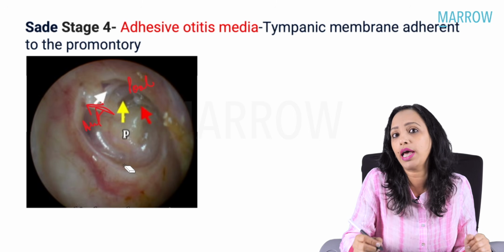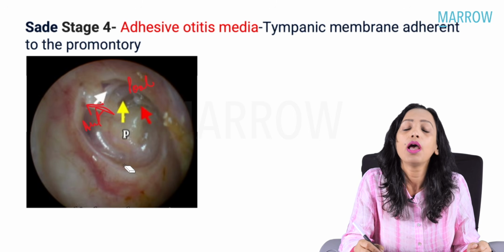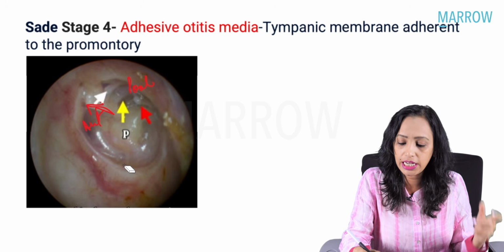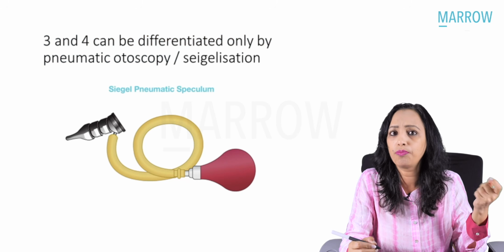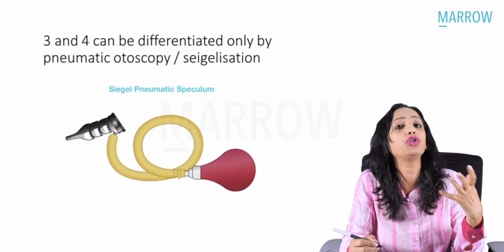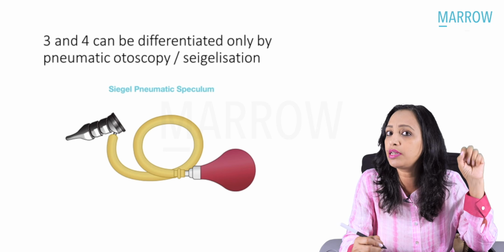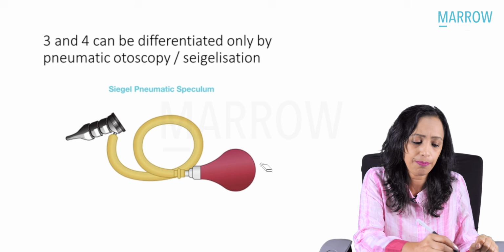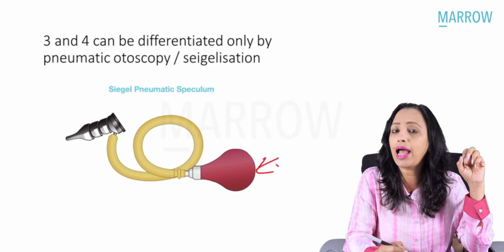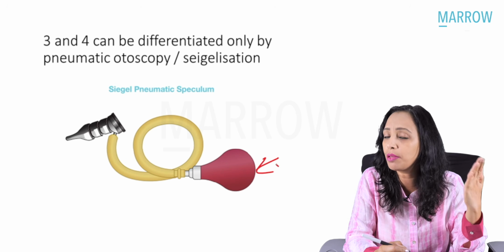Yes, that we do with the help of either Siegel speculum, or when we put the Siegel speculum in the otoscope. What is this procedure known as? It is known as pneumatic otoscopy. So what we are doing here is we are increasing or decreasing the pressure by pressing and releasing this bulb, and this is used to test the mobility of the tympanic membrane.